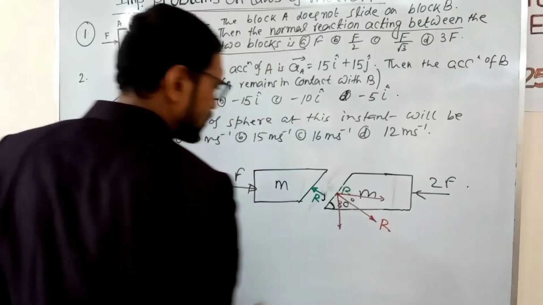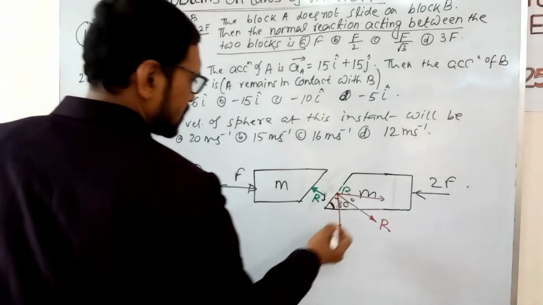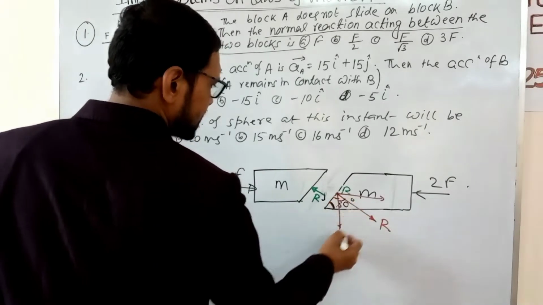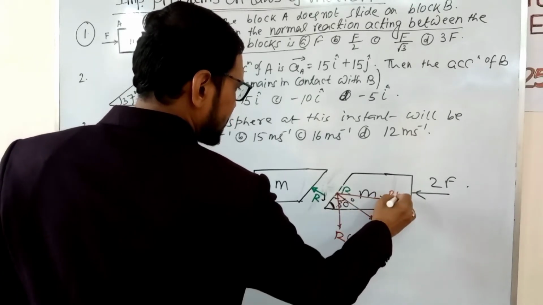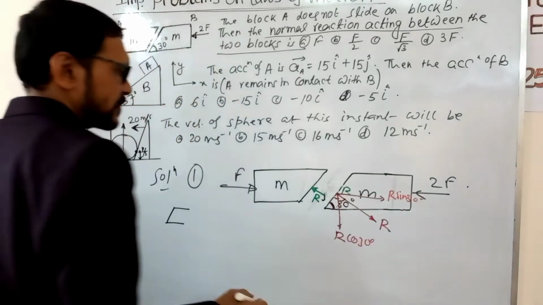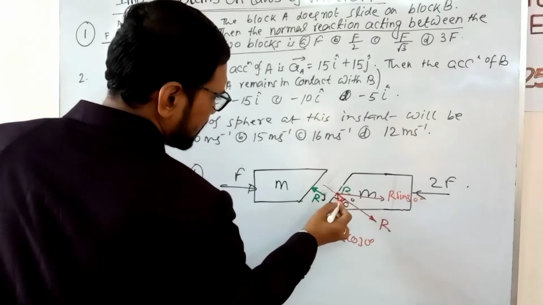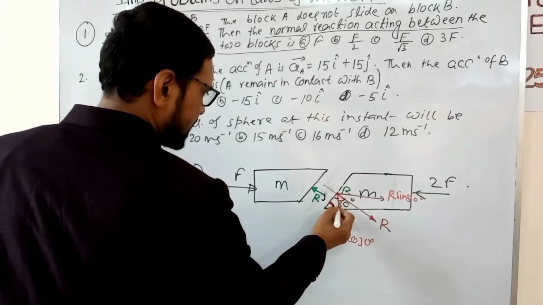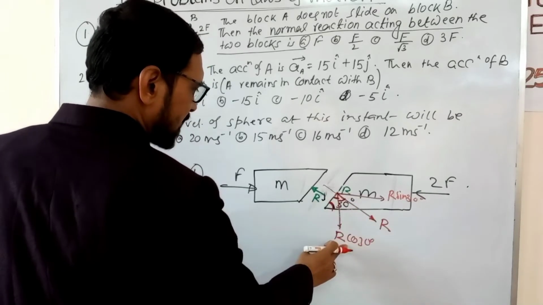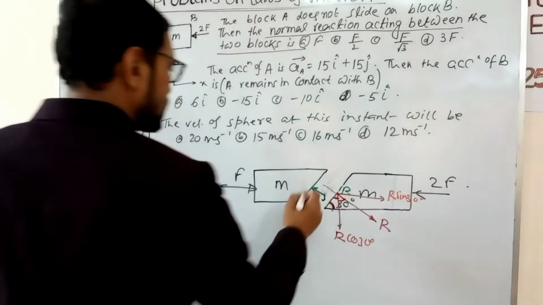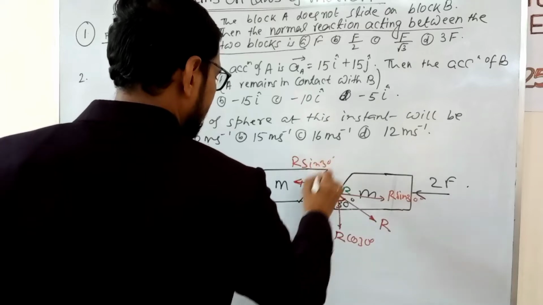So R is in this way. Now this is 30 degrees, 90, this is 60 degrees. So this angle is again 30 degrees. So here the components are R cos 30 degrees and R sin 30 degrees. If we draw the normal reaction normal to the surface, this component is R cos 30 degrees and this component is R sin 30 degrees. So in this way, this is R sin 30 and this is R cos 30.